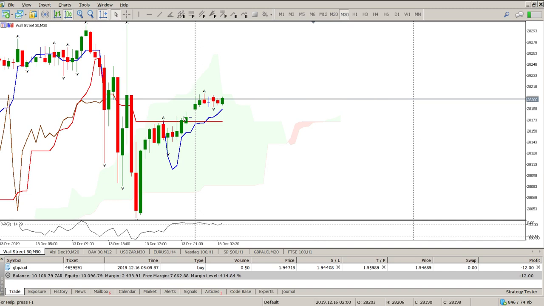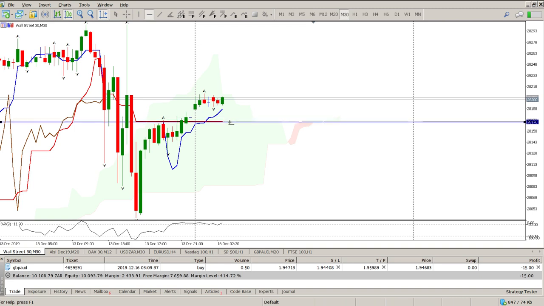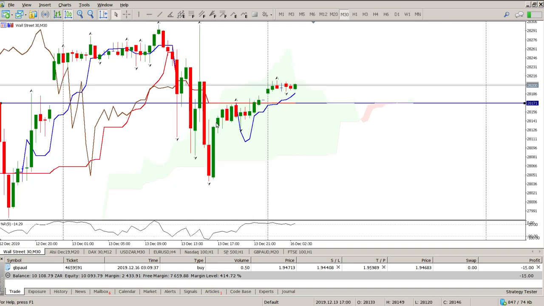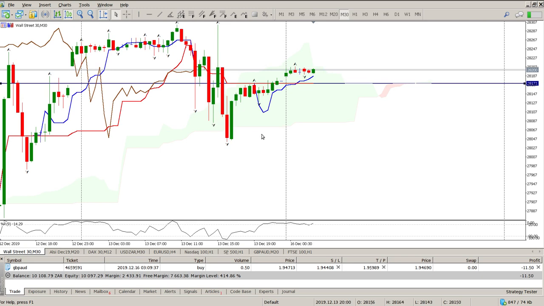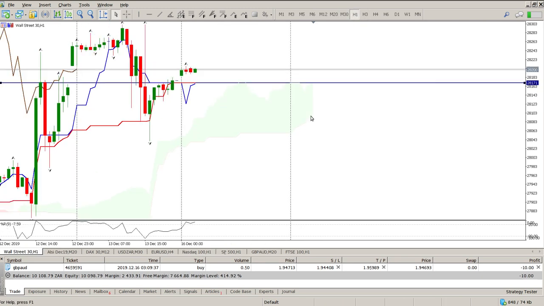Okay, if we look at the half hour, we were into the cloud, we're bouncing off the cloud here. I'd like to see a pullback. So I do think this gap close here or Kijun-sen here is probably the right thing to wait for at this stage. Okay, and we're going to pick up a better level here.